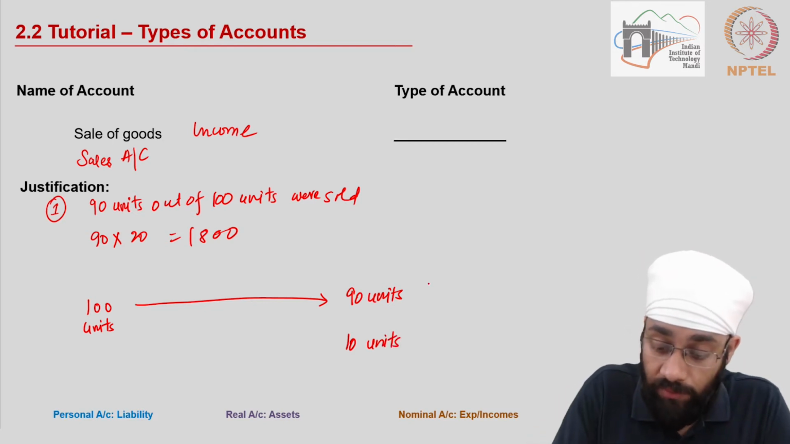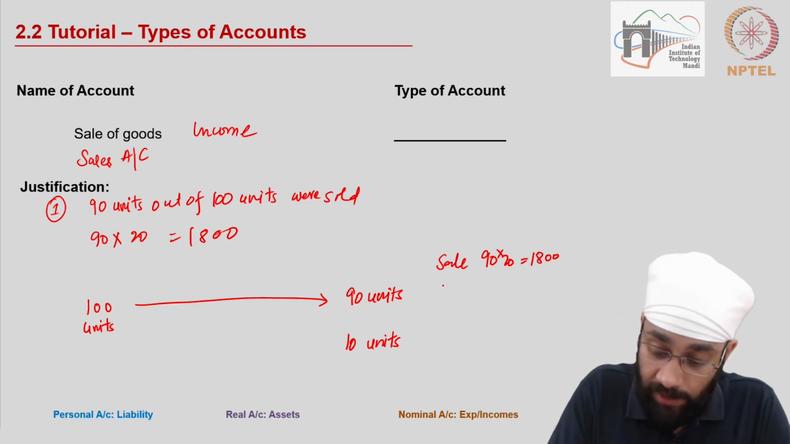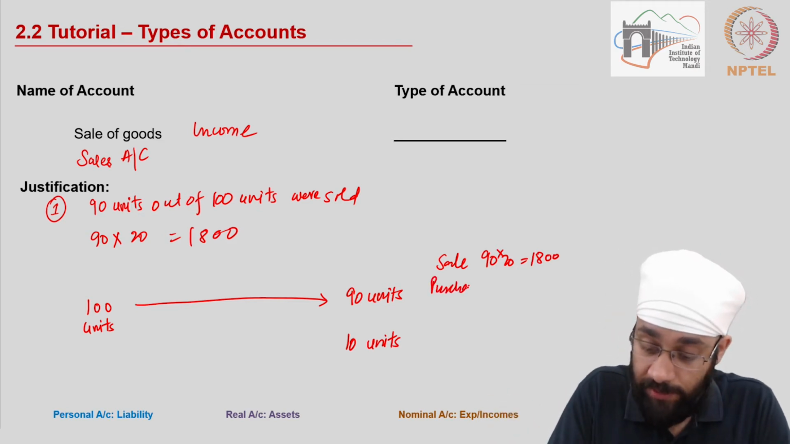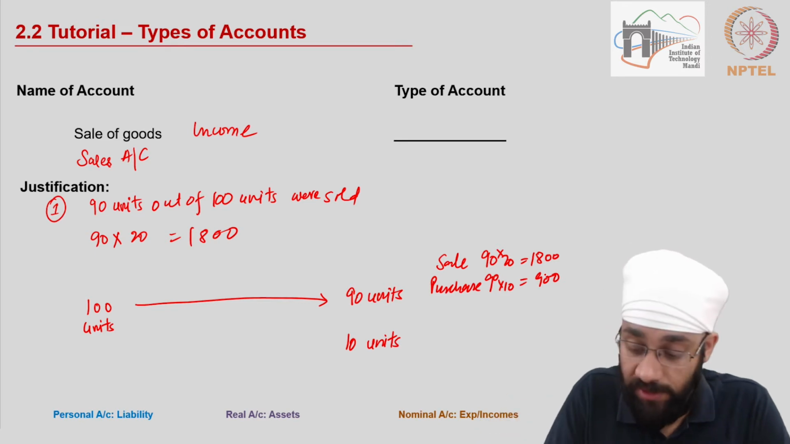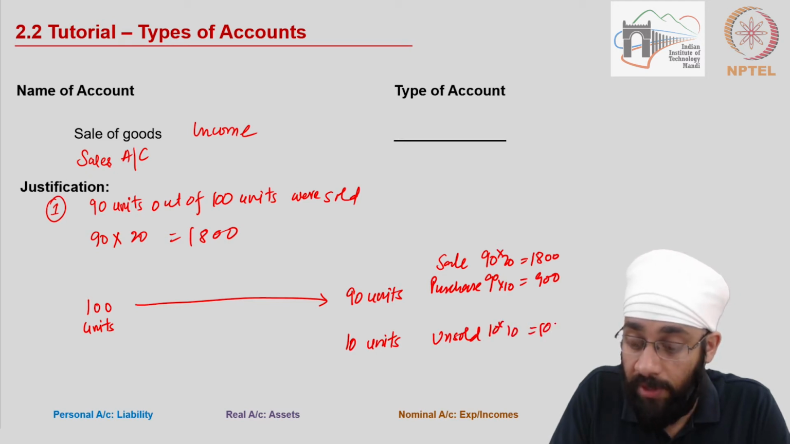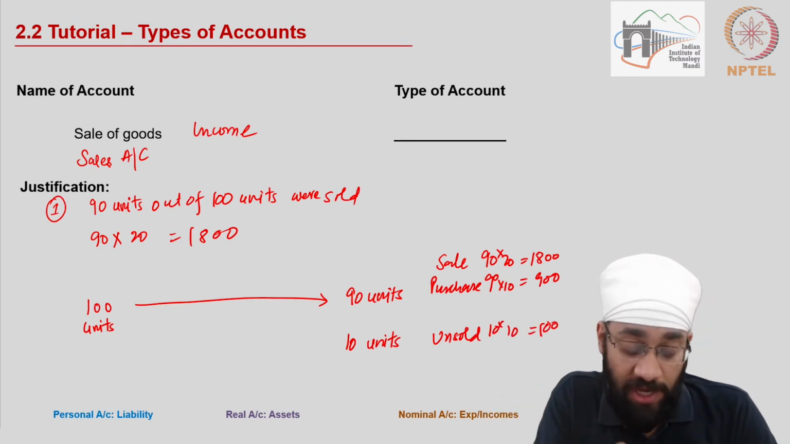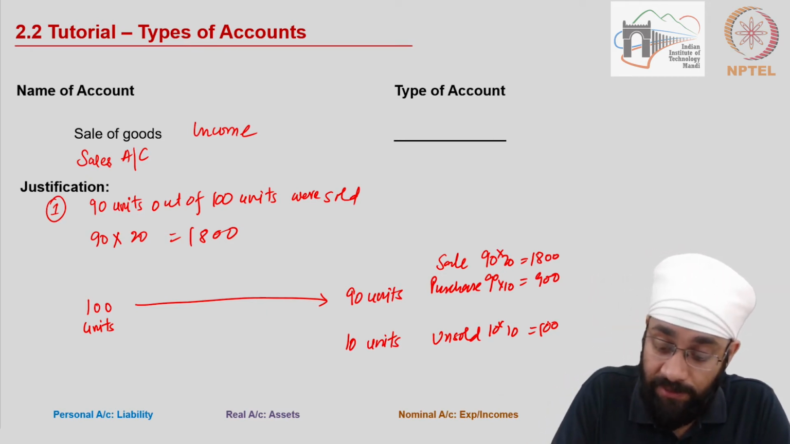What are we doing now? We are saying the sale of 90 units at 20 per unit is equal to 1800. This is my income. And the purchase of 90 units at 10 equals 900. This was my expense, and the 10 units unsold, 10 units into 10, 100, is my stock. So you see how we are arriving at these three accounts.